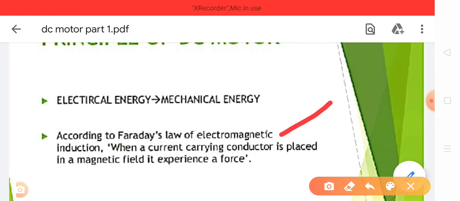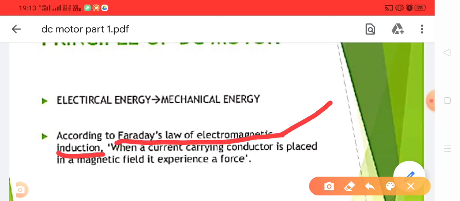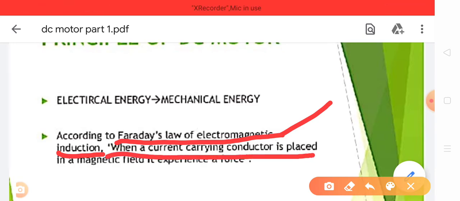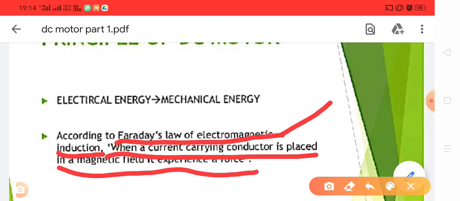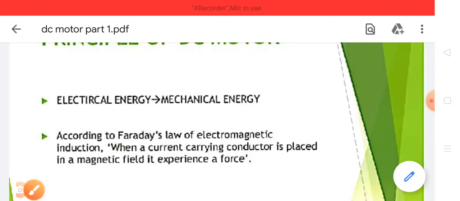Faraday's law of electromagnetic induction. Here, when a current carrying conductor is placed in a magnetic field, it experiences a force. Whenever you put a current carrying conductor in a field winding, it experiences a force based upon the flux and the current values.